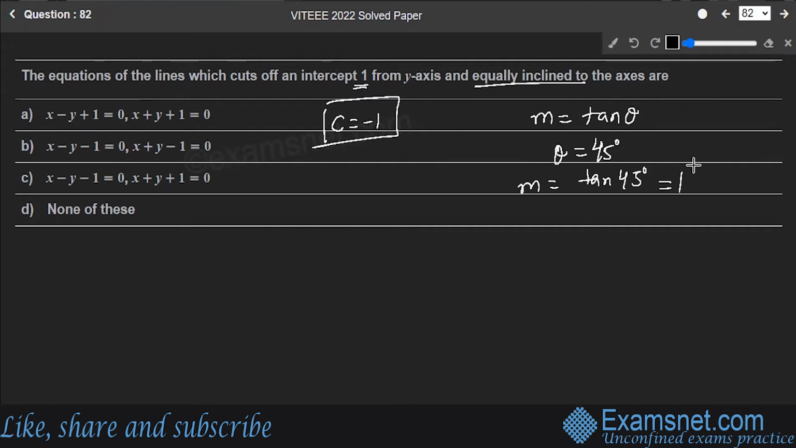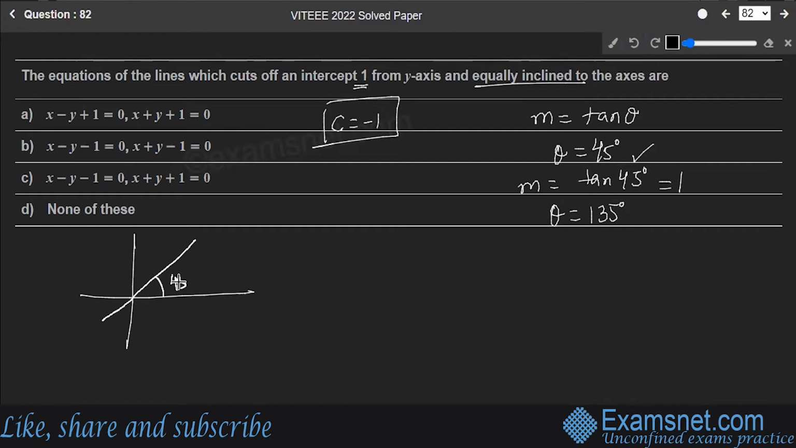Now, it's given that the line is equally inclined to the axes. So theta can be equal to 45 or theta can also be equal to 135. See, these are the two cases. This is the first case, where theta is equal to 45 degrees, and this is the second case, where theta is equal to 135 degrees.